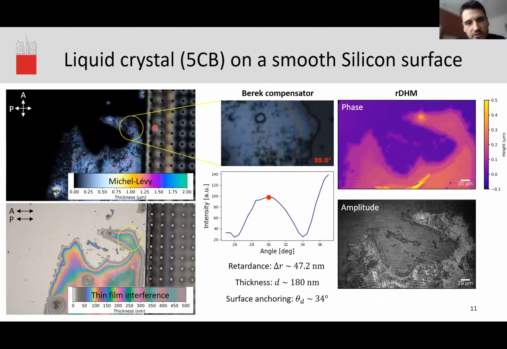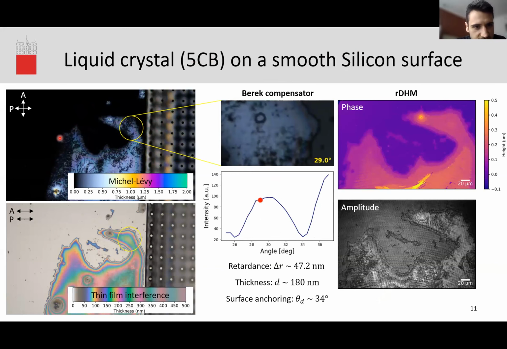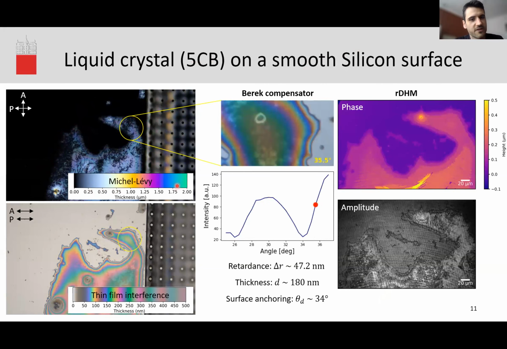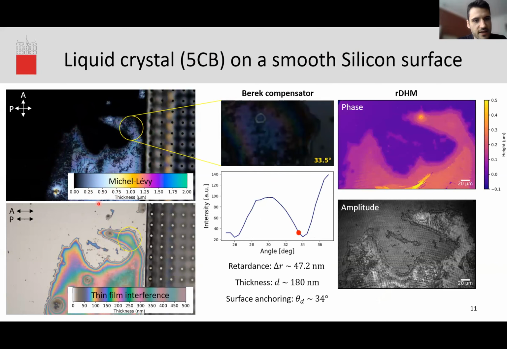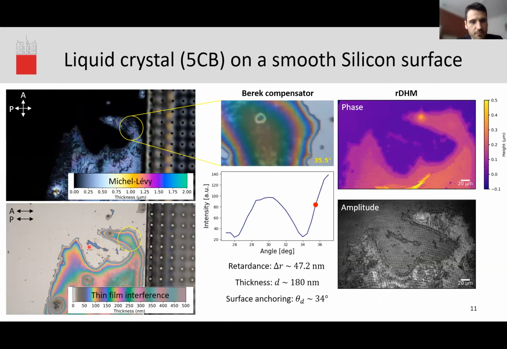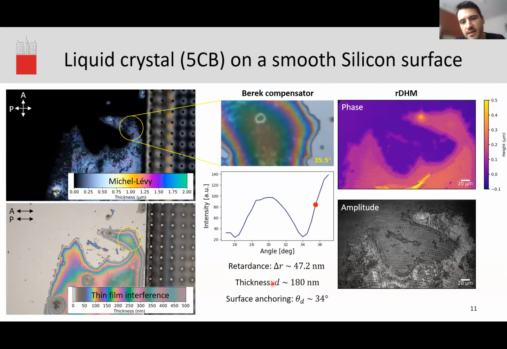to these microstructures, so just on a smooth silicon surface, and we can see this Schlieren-like texture. And if we observe the Michel-Levy chart, we can see that the thickness here is definitely below 500 nanometers. If we observe the thin film interference in the parallel polarization, we observe in this yellow region that the thickness is about, this color is about yellow, so it's about 180 nanometers.